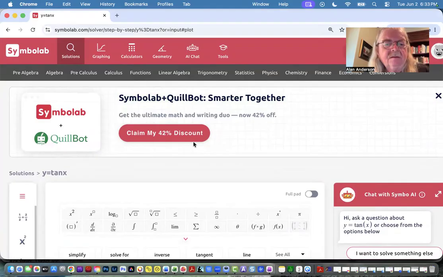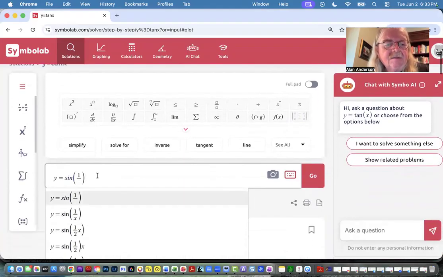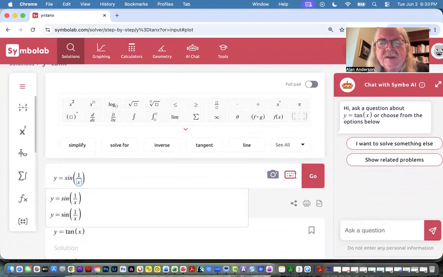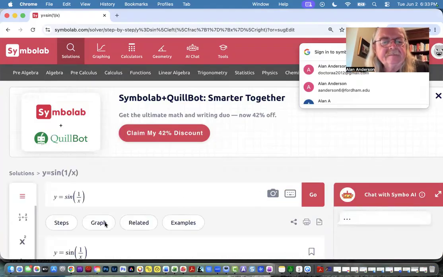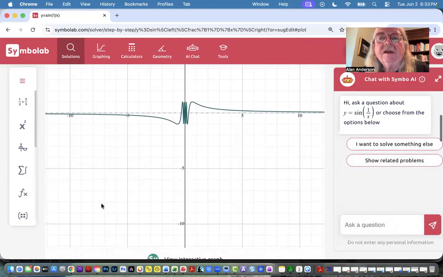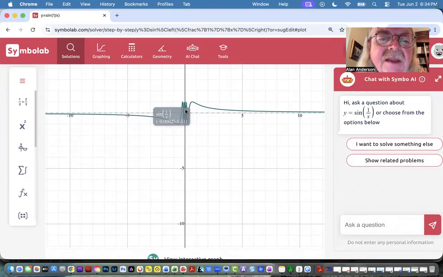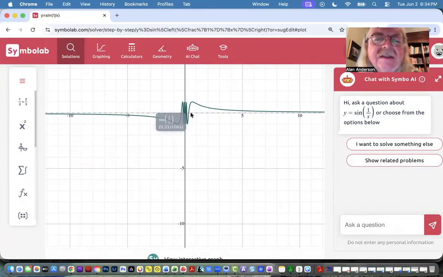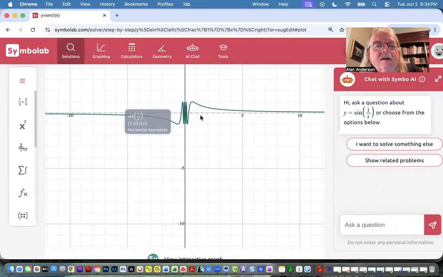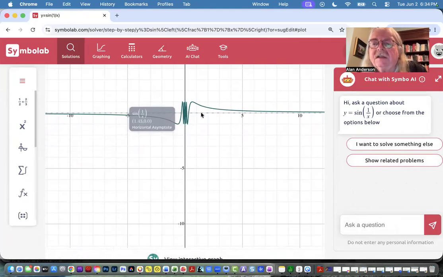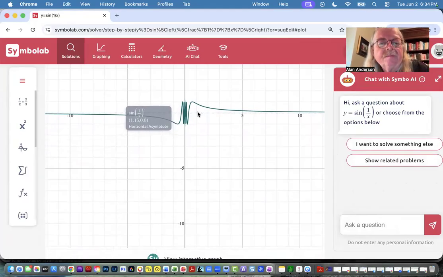Oops. Sometimes it's awkward to type into the symbol lab, but here we go. Oh, now that's not what I was expecting. Oh my God, look at that. That is very bizarre. Now you can see there's a horizontal asymptote, which means this function can never equal 0.